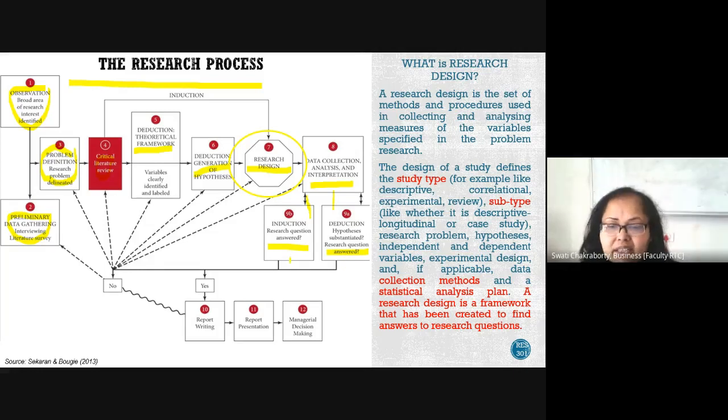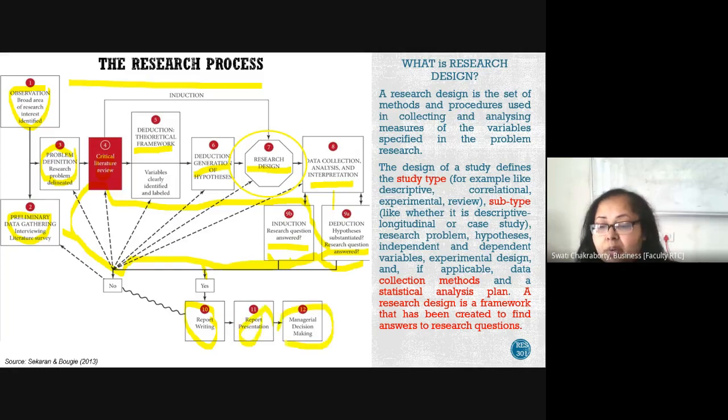And if it is no for either of these, then we start again with this procedure. It goes on, right, till we come to a yes. And it is done when we achieve our target, that is, our research question being answered and hypothesis being substantiated. Then we write the report and it's presented, based on which the managerial decision is made.